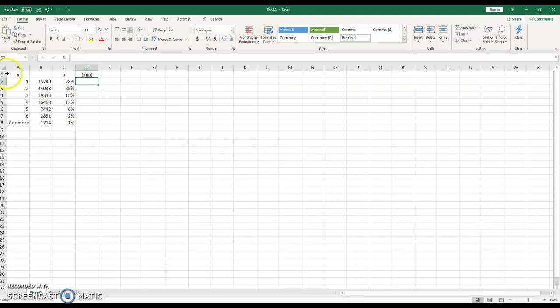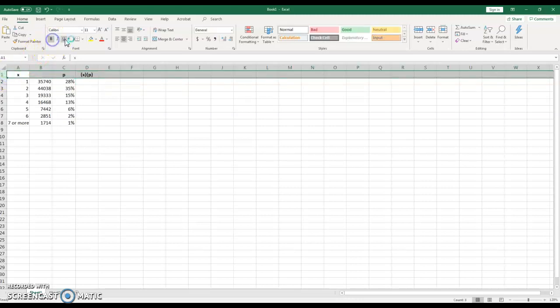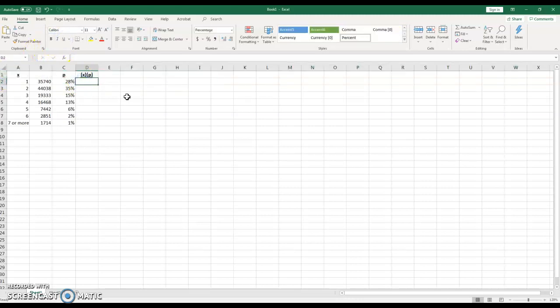It definitely helps to label your columns. Okay. So let's go ahead and create a formula now. I'm going to put equals, and then I just want to highlight my x, and then the asterisk, which is the sign for multiplication in Excel, times that. And there we go. And then I can just drag these numbers down.